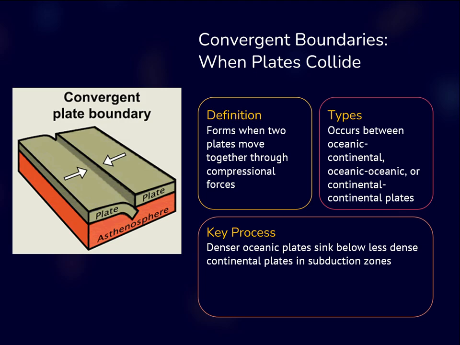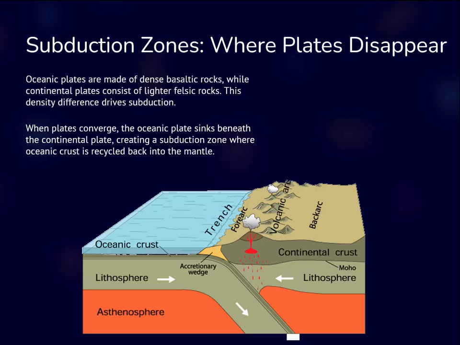The key process here is compression, meaning the plates are being squeezed. Now, when one plate is denser than the other, it sinks beneath the other in a process called subduction. This is especially common with oceanic crust, which is denser than continental crust. So, let's unpack subduction a bit more carefully.